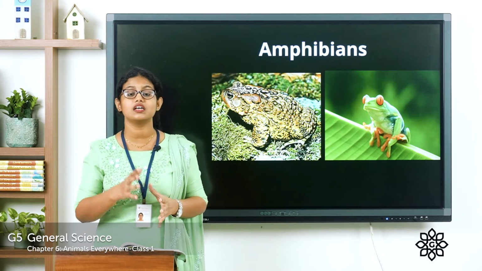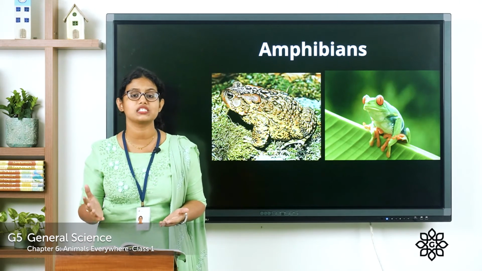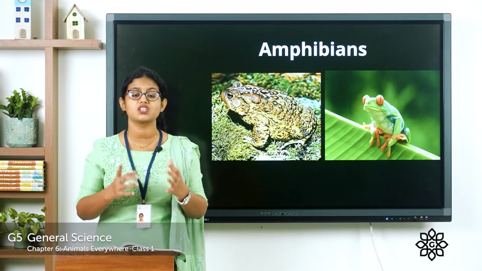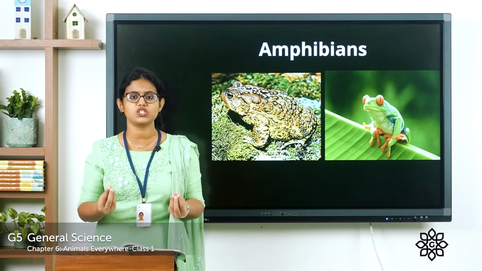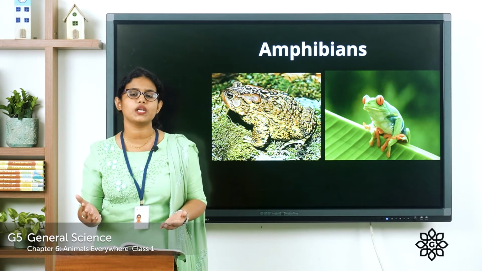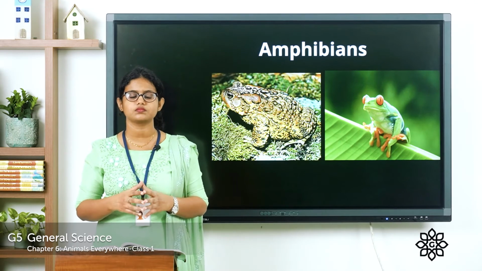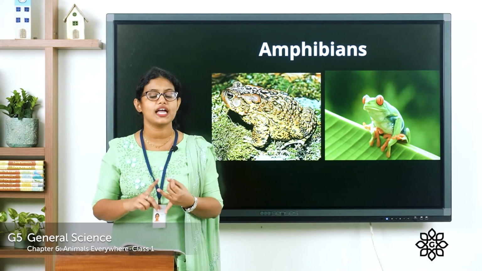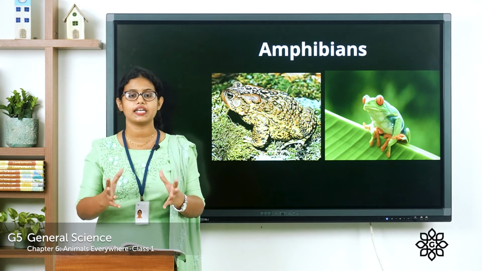And the next one is the amphibians. Animals that live on land as well as in water, we call them as amphibians. Frogs, toads, all these are examples for amphibians. These animals have special features that help them to survive both on land as well as in water. So these are the classification of animals based on their habitats. That is the terrestrial animals, aquatic animals, aerial animals, arboreal animals and amphibians.